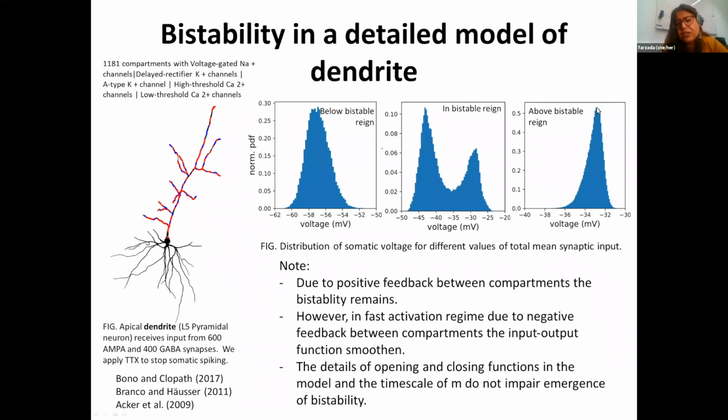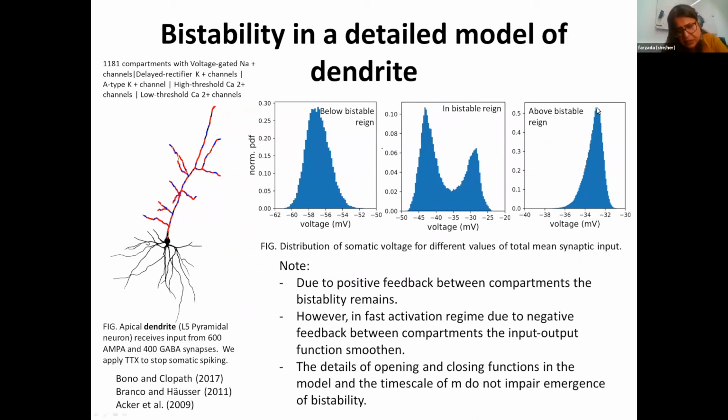So this also suggests that due to the positive feedback between compartments, the bistability remains. However, we didn't find that the non-monotonicity also remains here. To understand this, non-monotonicity is a negative feedback of the compartments to each other. When the voltage in one compartment comes down because of the noise fluctuations, the other voltages flow, the other current flows to the dendrites, and it fills out the gap. As a result, the non-monotonicity cannot happen in the multi-compartment model, which is also interesting.